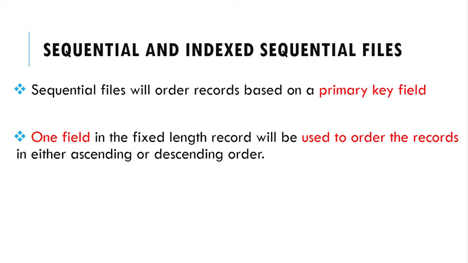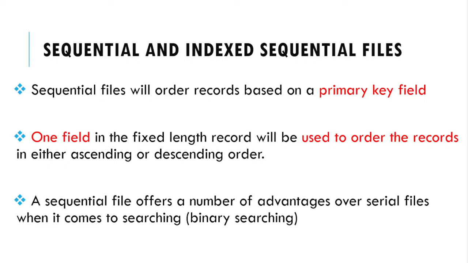So a sequential file offers a number of advantages over serial files when it comes to searching. And that's because of what you told me before. We need to have it in order to apply things like a binary search. And if we keep it in order and we use this file, we don't need to sort it. We don't need to bring a sorting algorithm in. And that saves a lot of time and processing power.